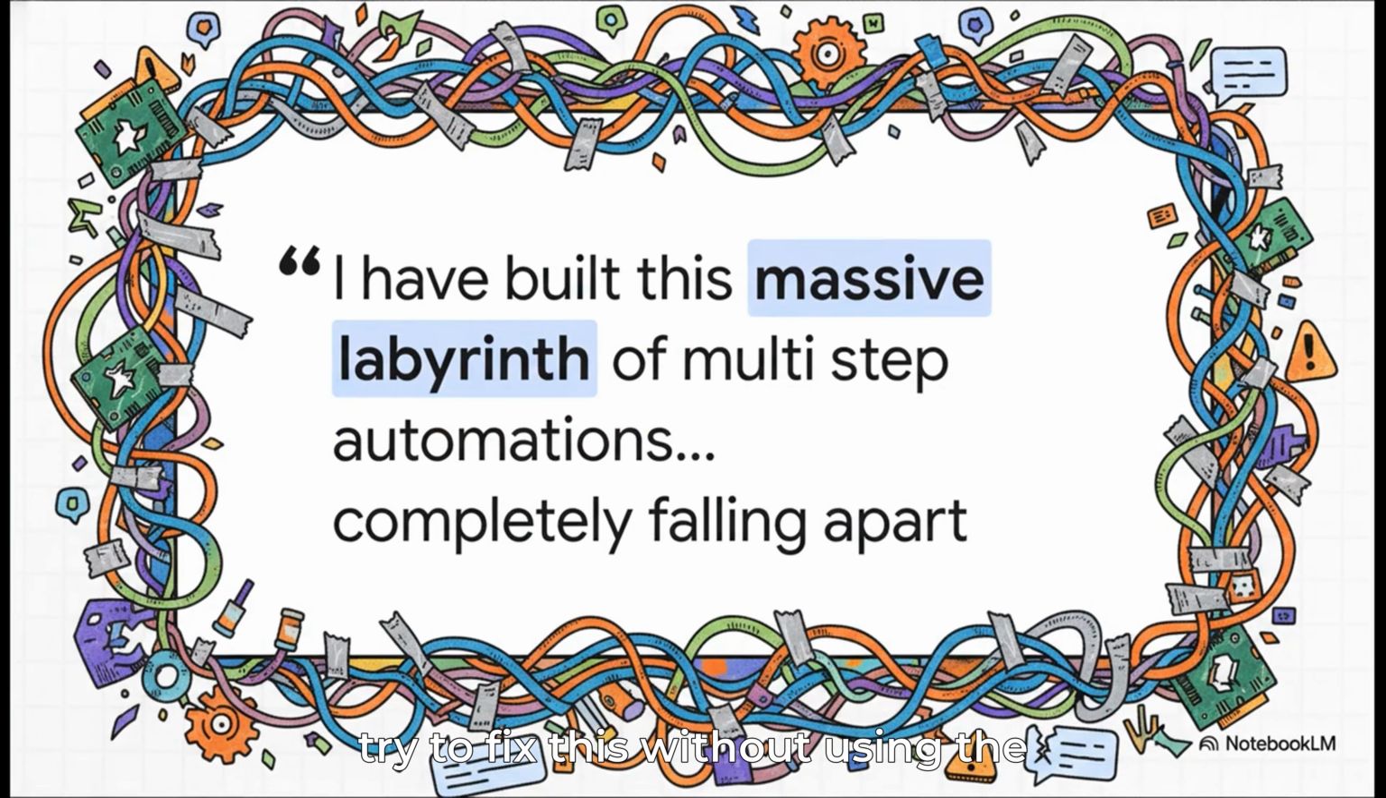And well, when we try to fix this without using the right native tools, things can get really messy. Just take a look at this quote from a user on Reddit complaining about their team scaling issues. They said, "I have built this massive labyrinth of multi-step automations. I spend my entire weekend debugging payloads just so the sales team can get their automated notifications." Yeah, they basically built a custom software product out of duct tape, and the second an API changes, the whole company breaks. We want to avoid that entirely, right? We need scalable, reliable systems.